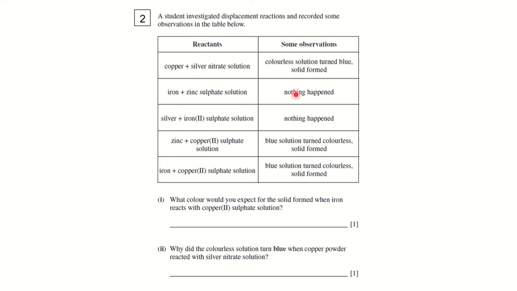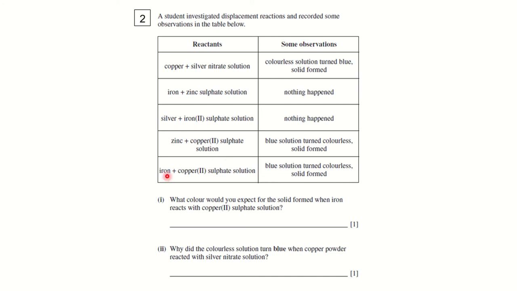Where a reaction doesn't take place, then this metal must be less reactive than the metal sulfate or nitrate that's given there. So you can see in this one here, we've got iron not able to displace zinc, so that means zinc is more reactive than iron. Silver isn't able to displace iron, so iron is more reactive than silver. Zinc and copper sulfate solution, so the zinc is able to displace the copper. We've got a blue solution there, so then that's giving us zinc sulfate plus copper.